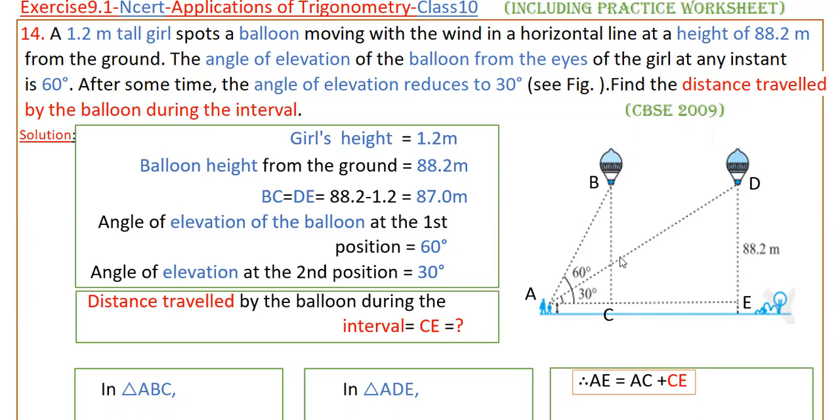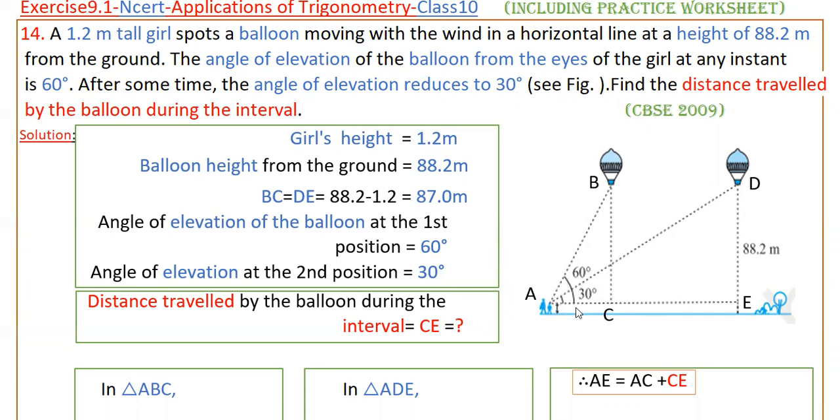And the angle of elevation of the balloon at this position, at point D, is 30 degrees from her eye. So BC is equal to DE, the same height. That is equal to the total height, 88.2 minus the height of the girl, 1.2, that is equal to 87 meters.